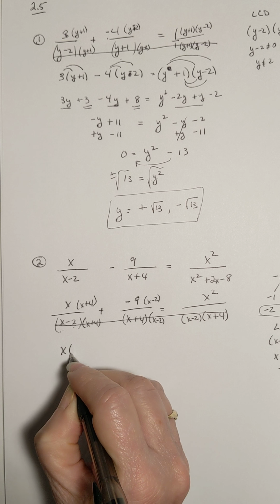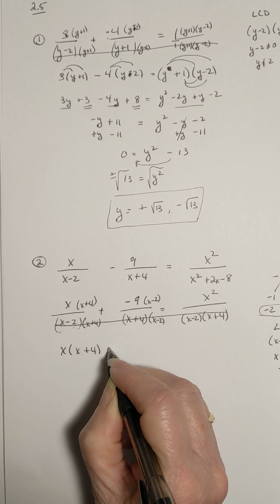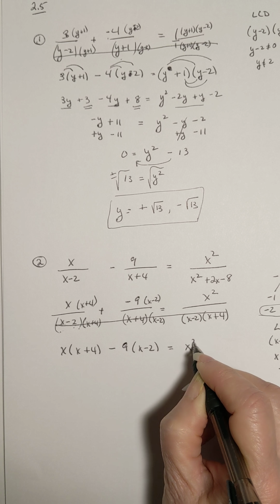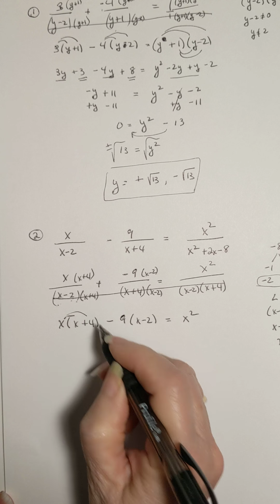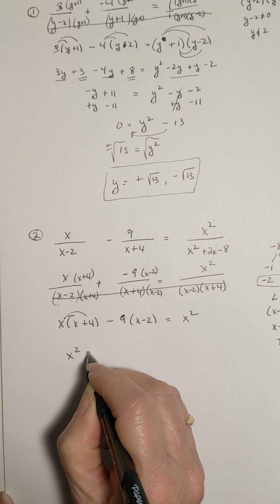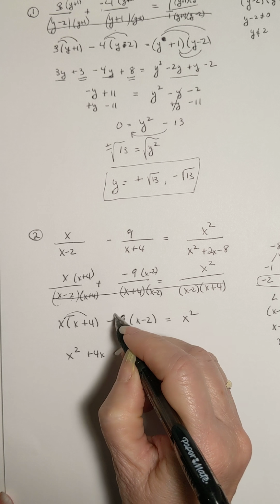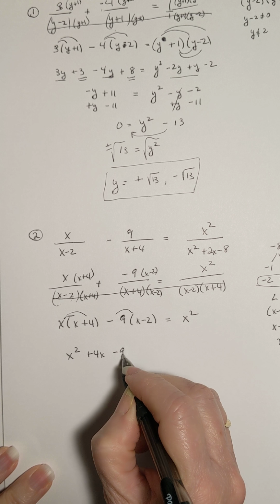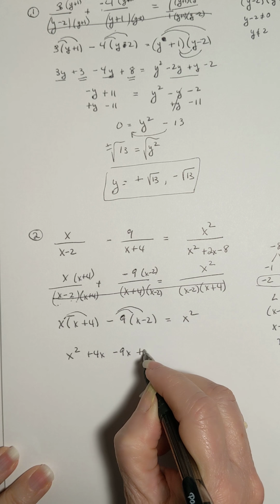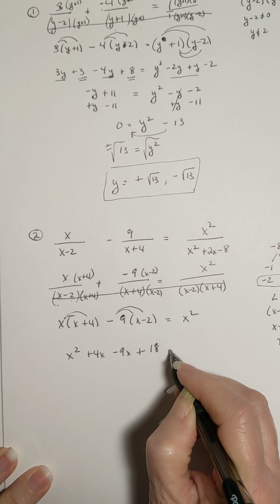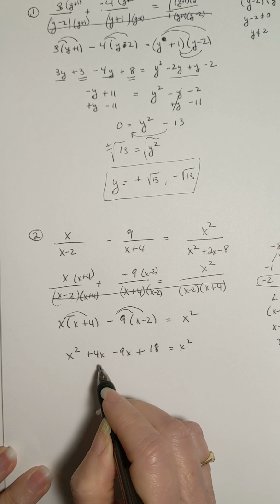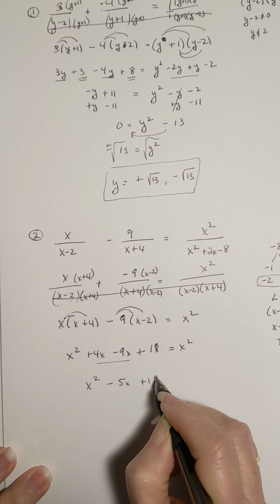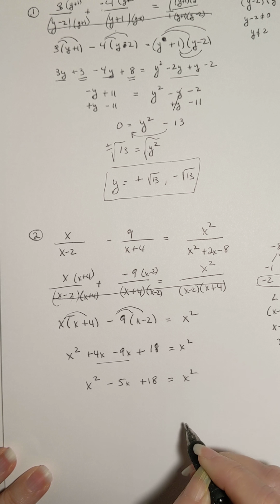So now I have x times x plus 4 minus 9 times x minus 2 equals x squared. So now distributing the x, I get x squared plus 4x. Then distributing the negative 9, remember the sign goes with the number. So that would be negative 9x, and then negative times negative gives me positive 9 times 2, which is 18. Now combining my like terms, I have x squared minus 5x plus 18 equals x squared.